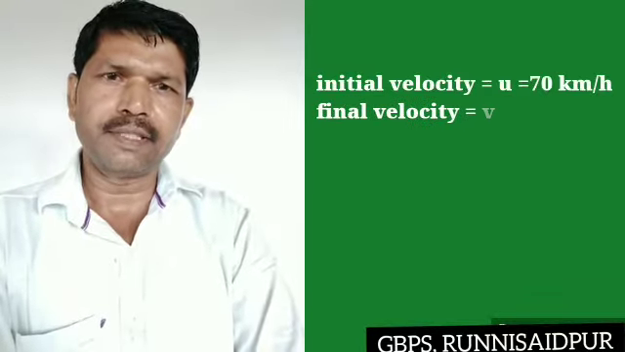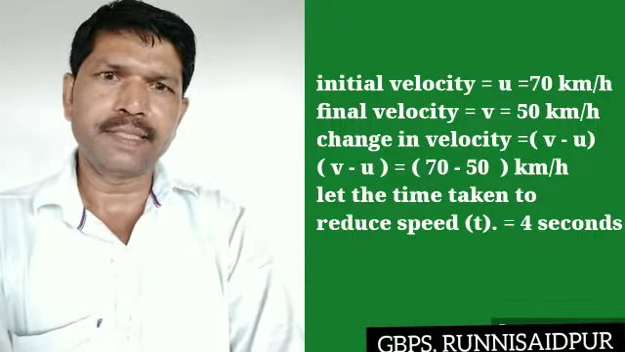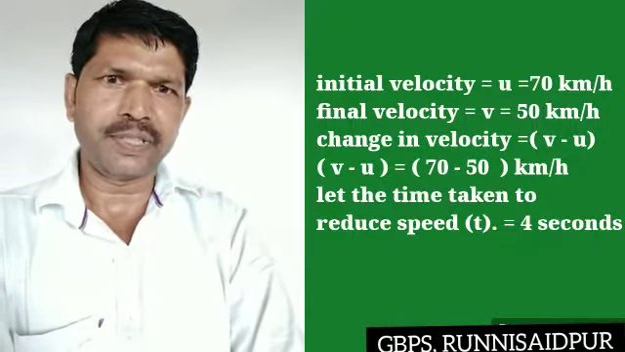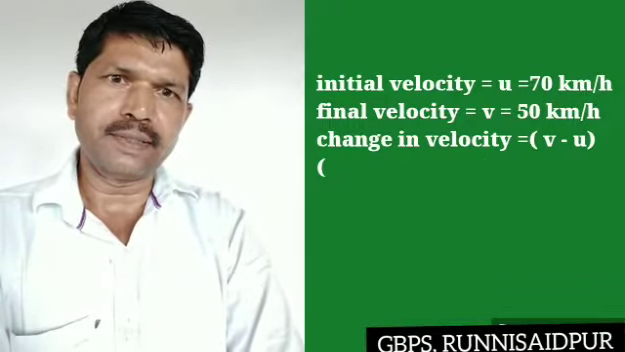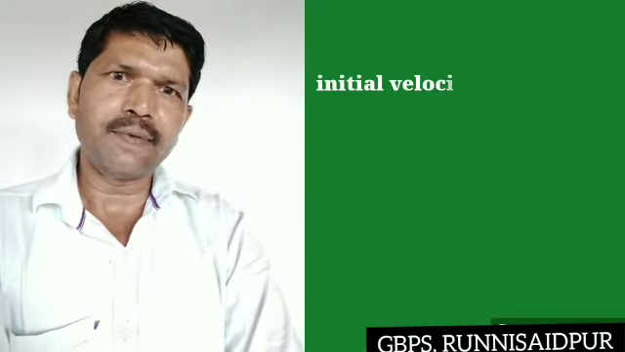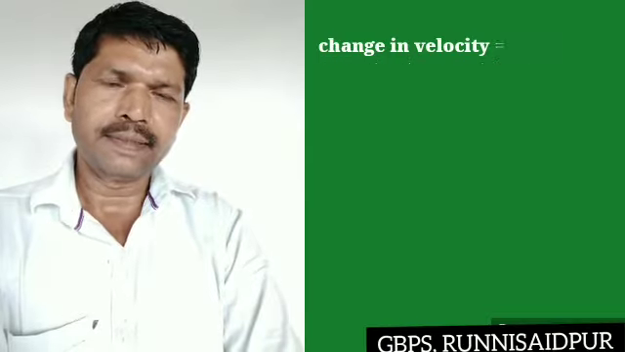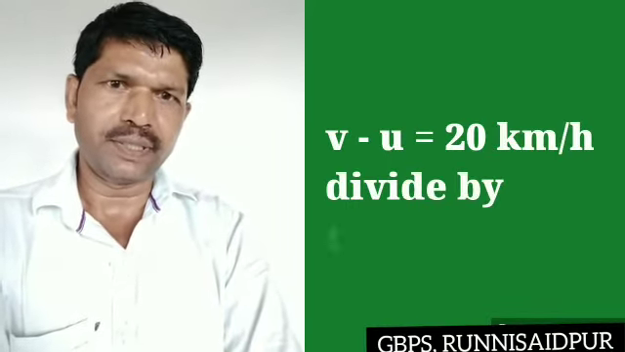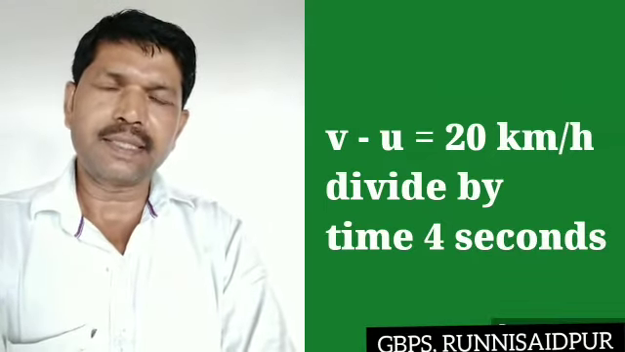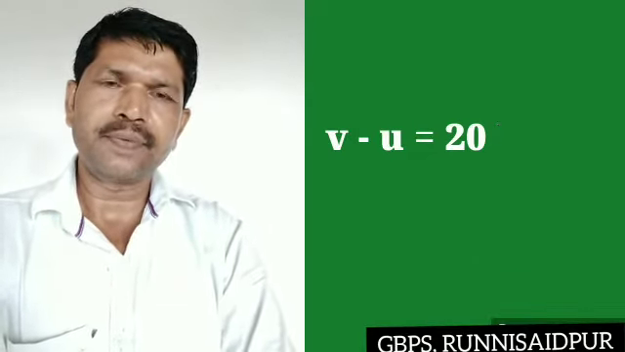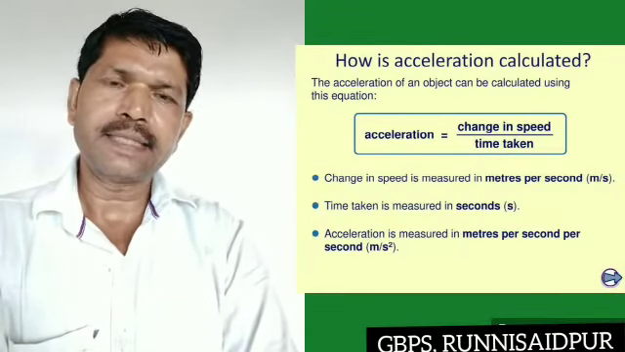Previously it was 70 km per hour. Now it is 50 km per hour. The time taken is 4 seconds to reduce the velocity. Thus the difference of velocity is 70 km per hour minus 50 km per hour. That's 20 km per hour is the change in velocity, and the time taken is 4 seconds. So the acceleration is given by the formula: change in velocity divided by time taken.